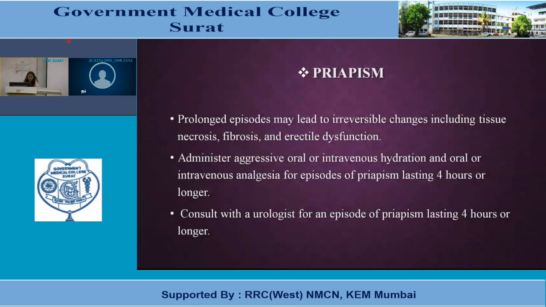Next, prolonged episodes may lead to irreversible changes including tissue necrosis, fibrosis, and erectile dysfunction. Then its treatment: administration of aggressive oral and IV hydration and analgesia for an episode of priapism lasting 4 hours or longer, and consult with a urologist if the episode of priapism is more than 4 hours.